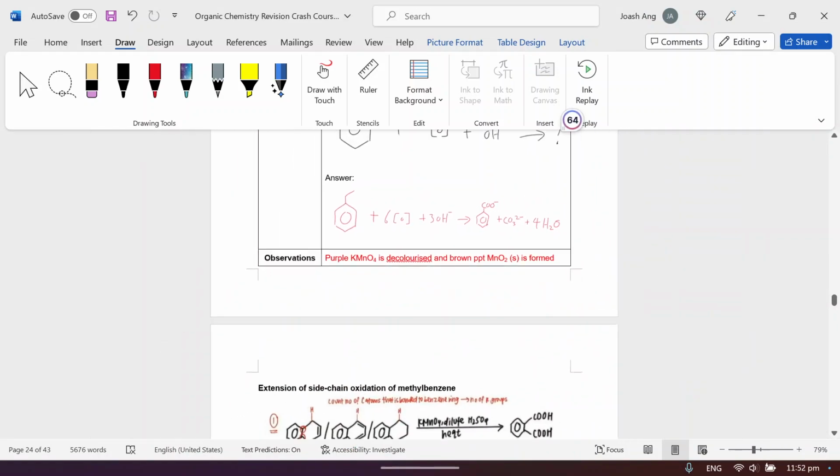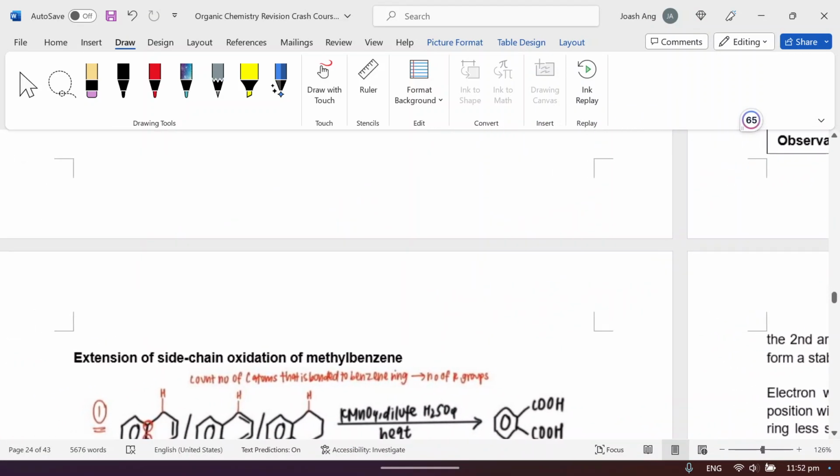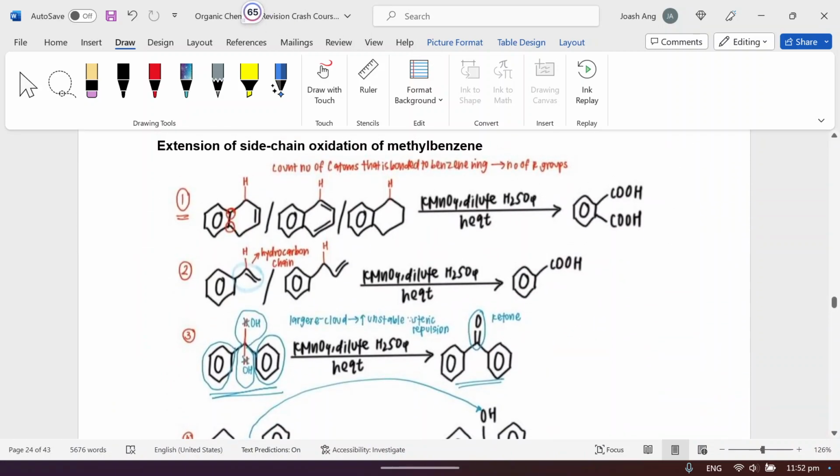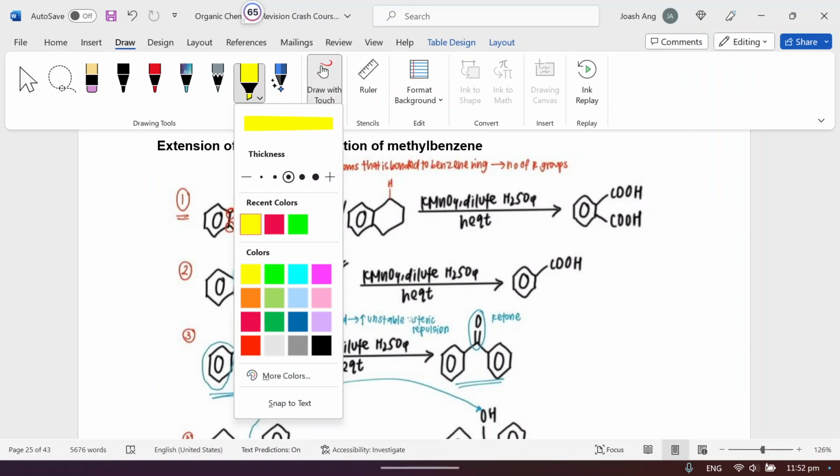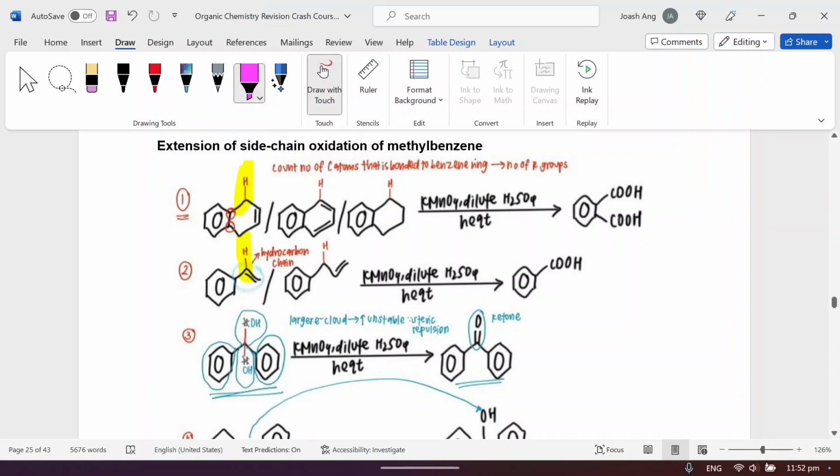As seen right here. Okay? Now we'll go on to this part, the extension of side chain oxidation of methylbenzene. For the first two reactions, I won't go through in depth because it is obvious that there's a benzylic hydrogen right here. So this will, like I said, readily oxidize to a COOH group. And then the rest of the other groups, we would actually oxidize to carbon. So all this will be oxidized to carbon dioxide.